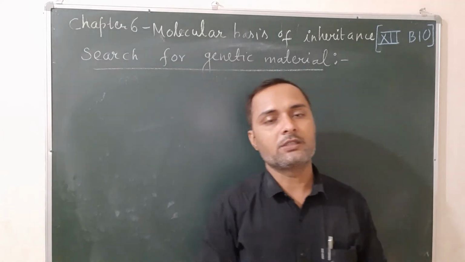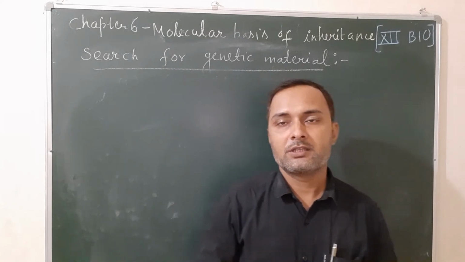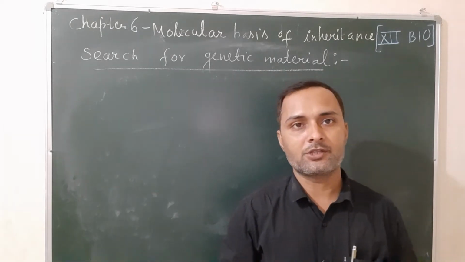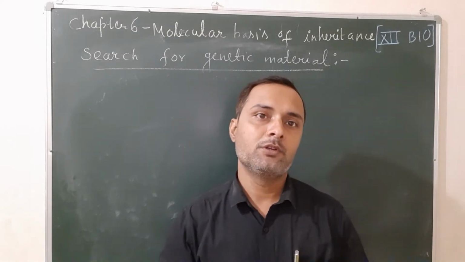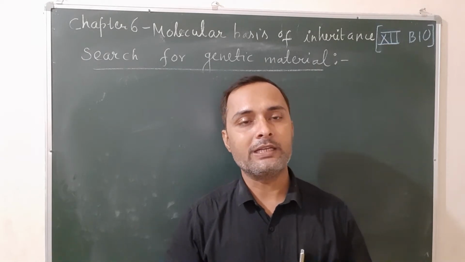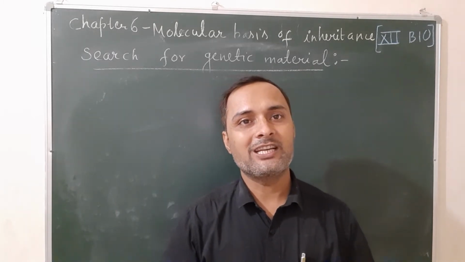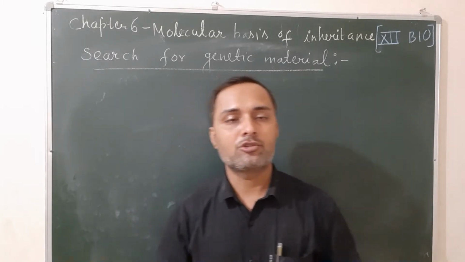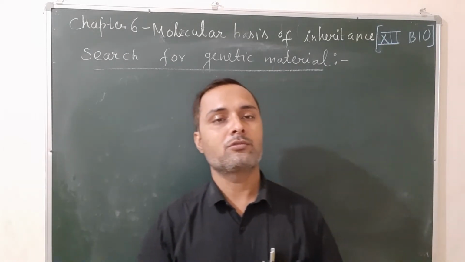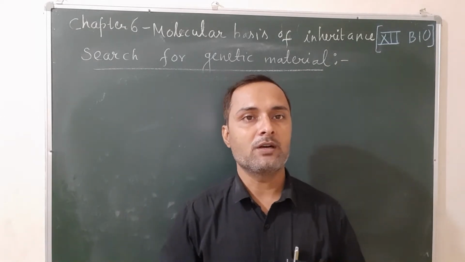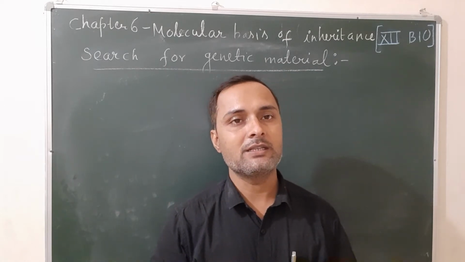Good morning, students. In this class, we are going to discuss the search for genetic material, chapter 6, molecular basis of inheritance of class 12. There were a number of biologists trying to prove whether DNA, RNA, or protein acts as genetic material. But at last, it was experimentally proved that in most living organisms, DNA acts as genetic material, and the two most important experiments were the Griffith experiment and the Hershey and Chase experiment.